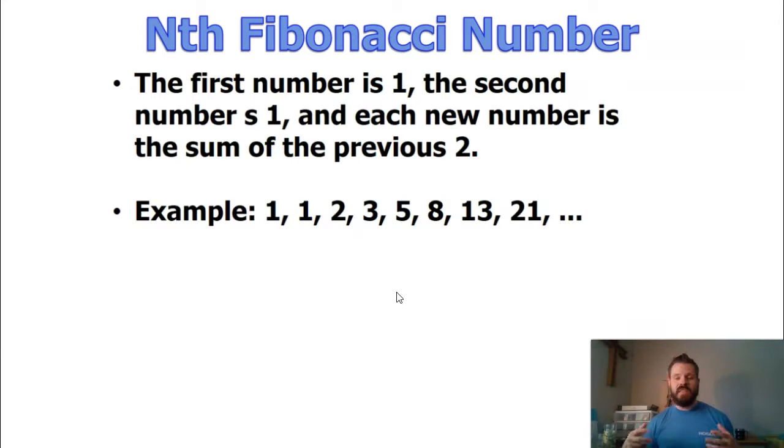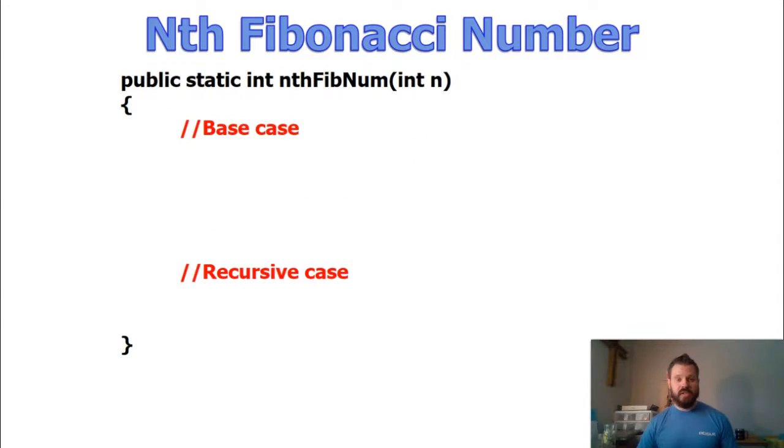That definition I'm giving you is recursive. It's a lot easier to write this type of solution to find the nth Fibonacci number as a recursive solution. So let's go ahead and do that quick. We'll say we're writing the method public static int nthFibNum, and we'll plug in an int n, and that's going to give us the nth Fibonacci number in that sequence.